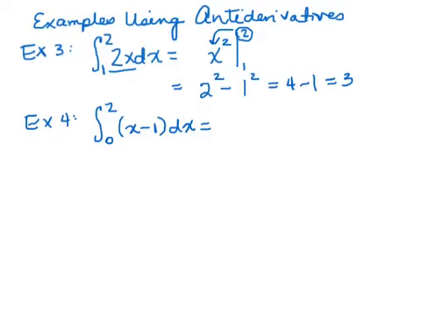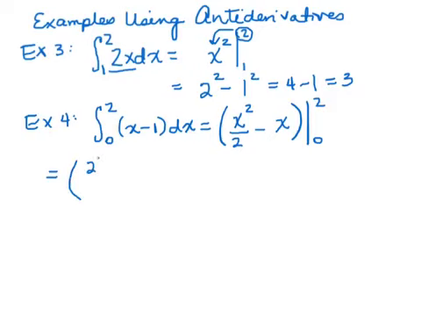Well, the rule says we add 1 to our exponent, divide by the new exponent. Same thing with the 1. And there we go. And we've got to evaluate this. We haven't yet. So this symbol basically is telling me I want to plug in 2, and then I'm going to subtract and plug in 0. So I'm going to start with plugging in the 2 because it's bigger. So I've got 2 squared divided by 2 minus 2, all in parentheses.